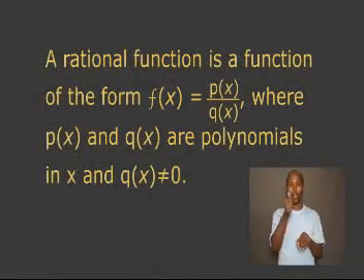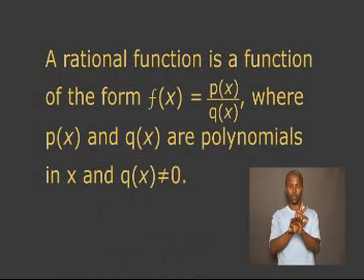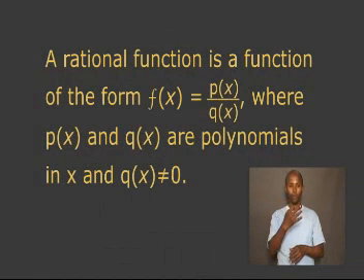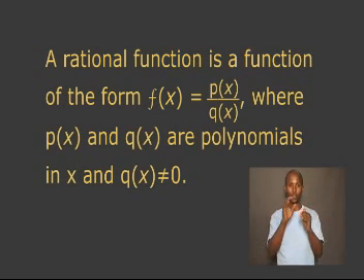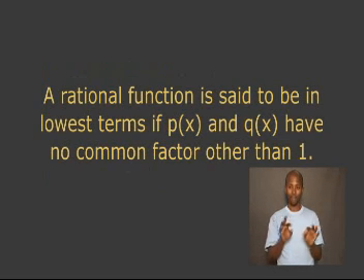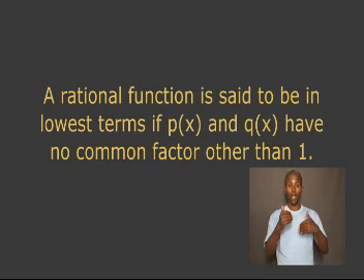A rational function is a function of the form f of x equals p of x over q of x, where p of x and q of x are polynomials in x and q of x does not equal zero. A rational function is said to be in lowest terms if p of x and q of x have no common factor other than 1.